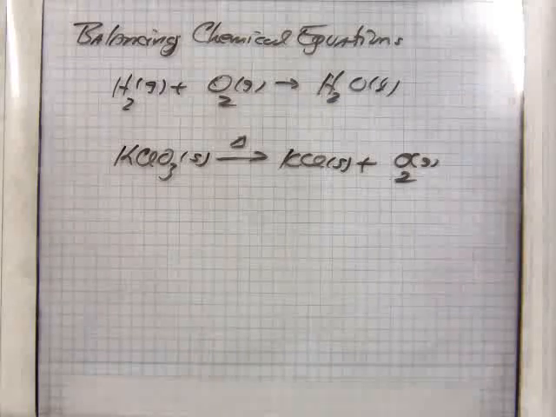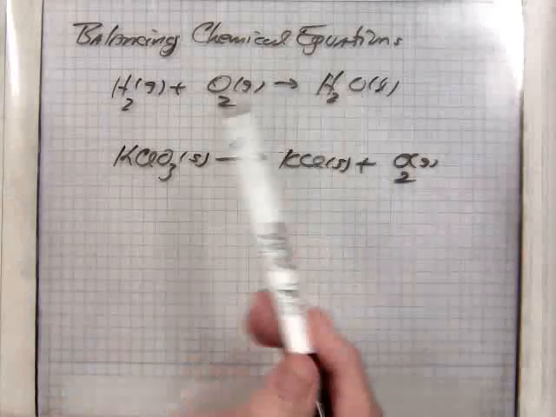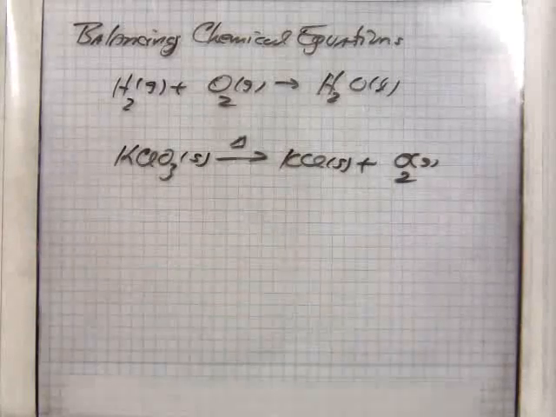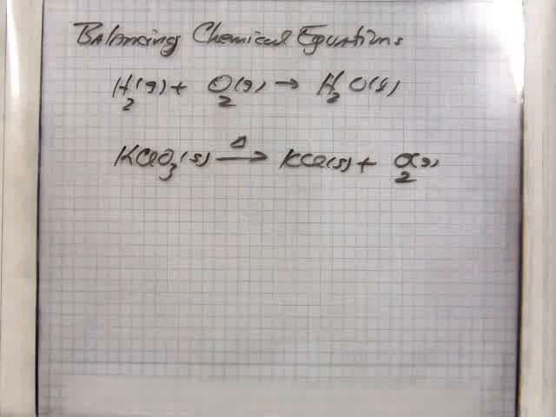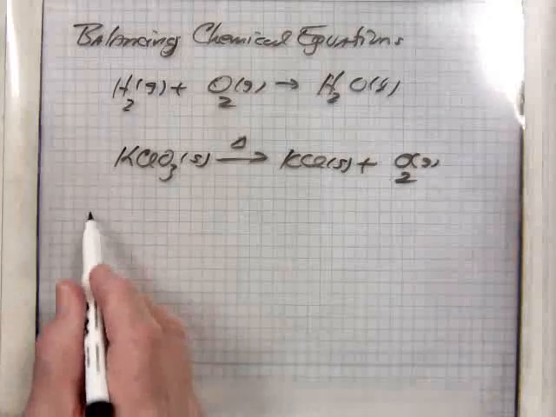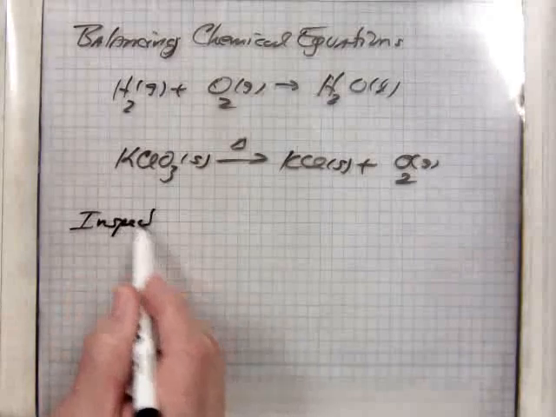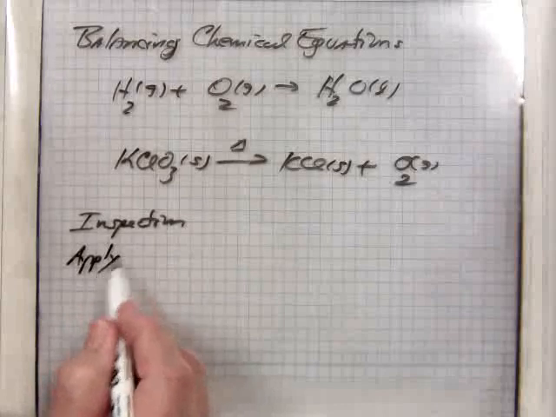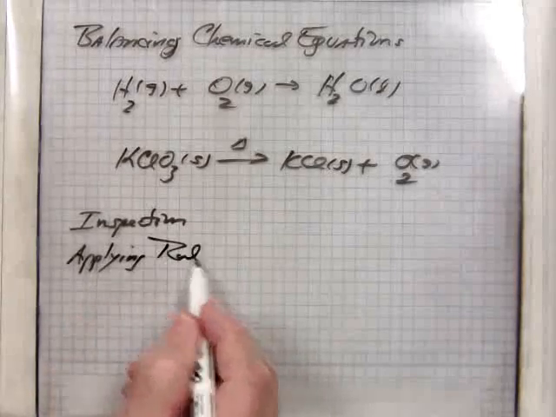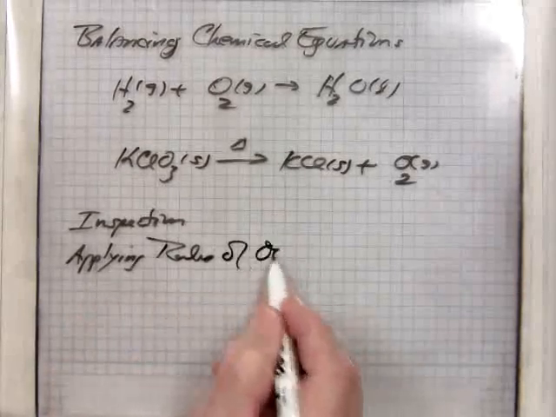I think that's obvious. So how do I change the number? If I look at this, I've got 1 oxygen and 2 oxygen. Well, the only way you can change the numbers of elements within a given equation to balance it is using coefficients, as you would expect. All right, how do you use those? Well, there are 2 ways: by inspection and by applying rules of oxidation reduction reactions.